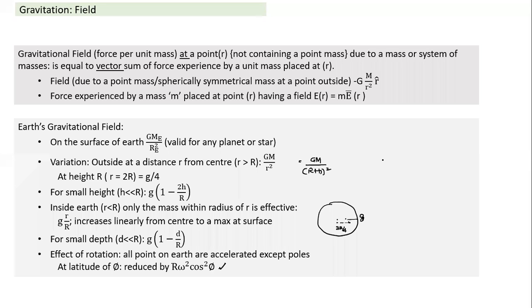As we move away from the surface, g decreases. It decreases as 1 by r square. As we go nearer to the center, again g decreases linearly. For small displacement from the surface, these are the two approximations, and then due to rotation. So that's all related to field and force.